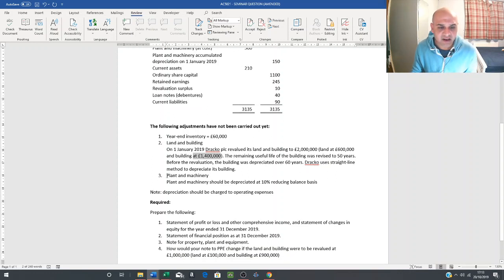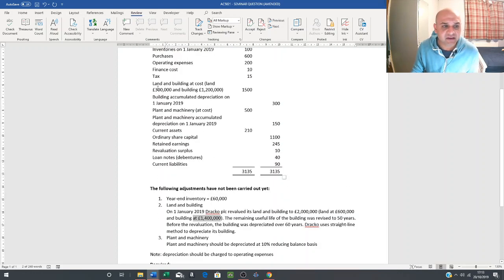And then we have plant and machinery. Plant and machinery should be depreciated at 10% reducing balance basis. Okay, so the property or building is depreciated on straight line. Okay, previously over 60 years, now it's going to be 50 years. Plant and machinery, 10% reducing balance basis.